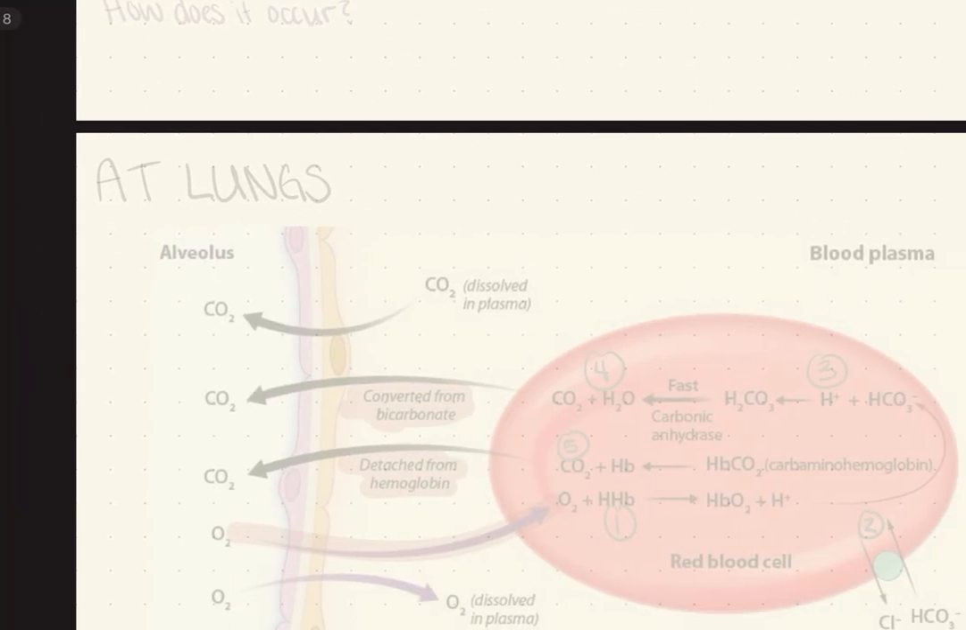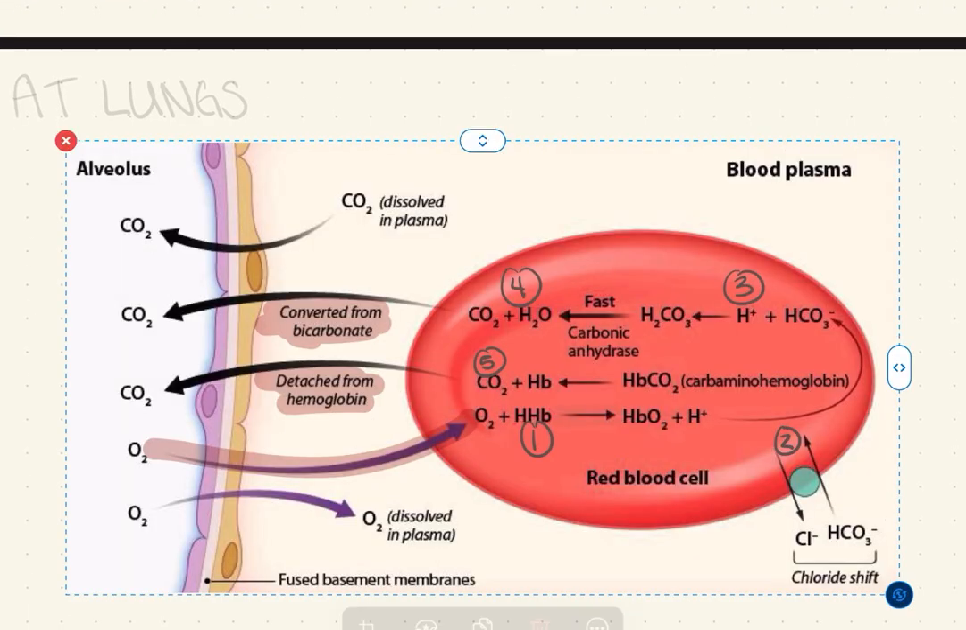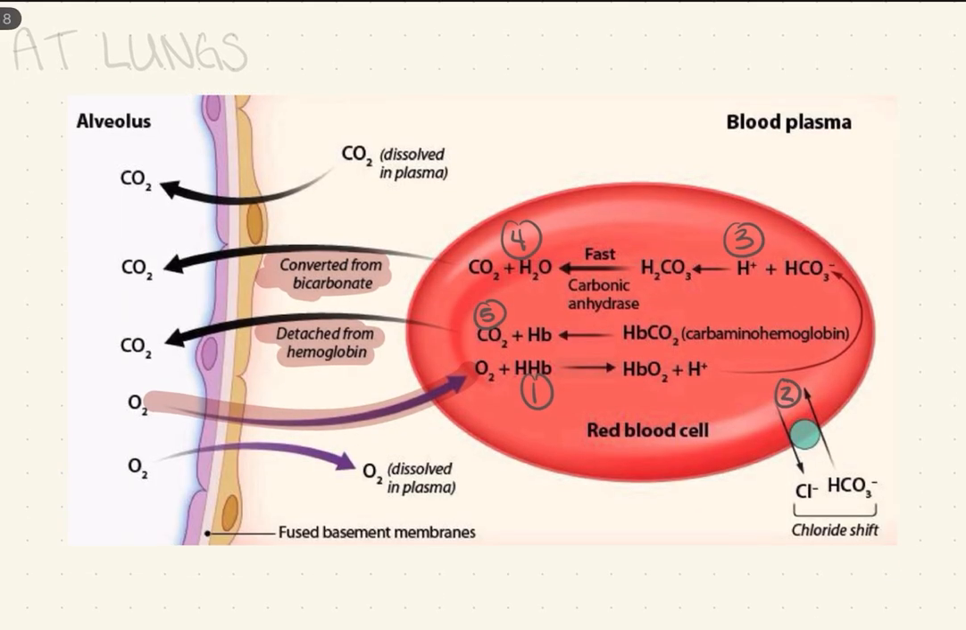All right, so let's take a look at the lungs. At the lungs, the goal is to move carbon dioxide from the blood into the alveolus so it can be exhaled and leave the body. You don't want carbon dioxide in your body for too long or too much of it. And then the goal is to move oxygen into the red blood cell so it can circulate throughout the body and be used up.